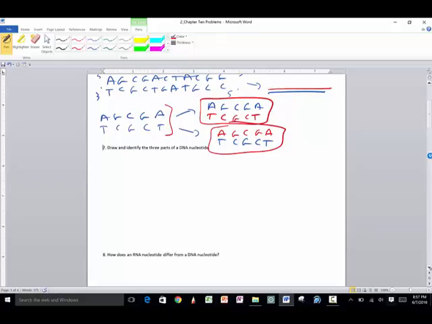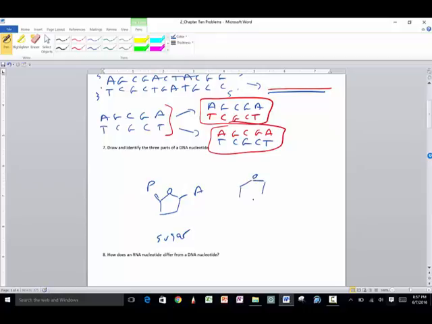So, draw and identify the three parts of a nucleotide. Draw a house with a chimney. That's your sugar. Throw on a base. Just give it an A. Give it a phosphate. So that's like the abstract version.